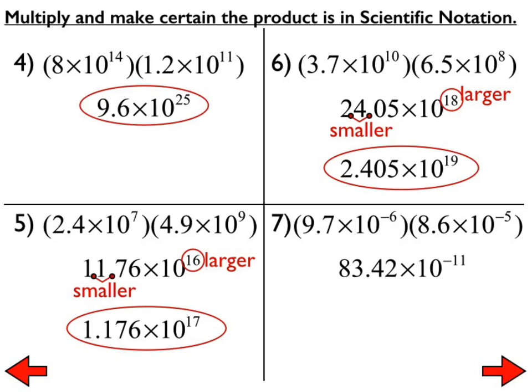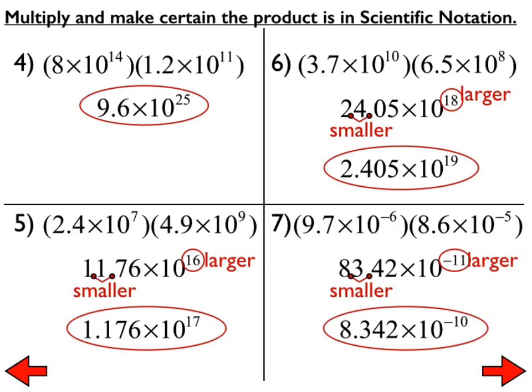And then number 7, same idea. When we have negative exponents, we have to be a little more careful. In other words, we have to think about it a little more. Because a power of 10 bigger than 10 to the negative 11 is not 10 to the negative 12th. It is 10 to the negative 10th. Any questions about those 4?